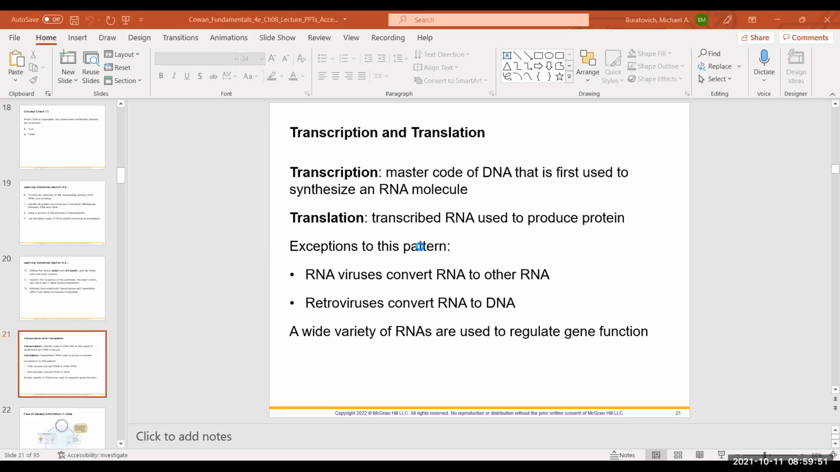And then there are small interfering RNAs, siRNAs. Typically, you see those in eukaryotes, not so often in prokaryotes. If an RNA has enzyme activity, which there are a few that do, they're called ribozymes. Ribozymes. These are RNAs that have enzymatic activity.